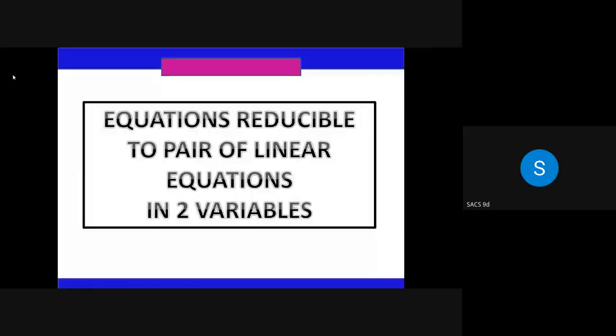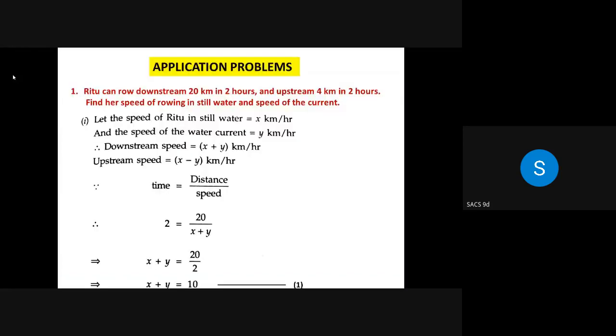So previously we have discussed the equations which are directly not in linear form, but with a suitable substitution we can bring them in linear form. That is, we will replace x and y with some other variables and we will get it in linear form and solve those new variables. So these are the application problems based on the same concept. From the same exercise, the application problems now we will be discussing.